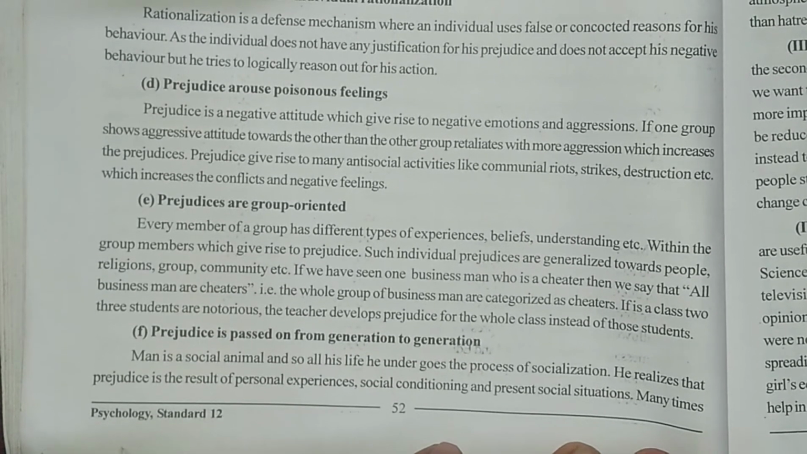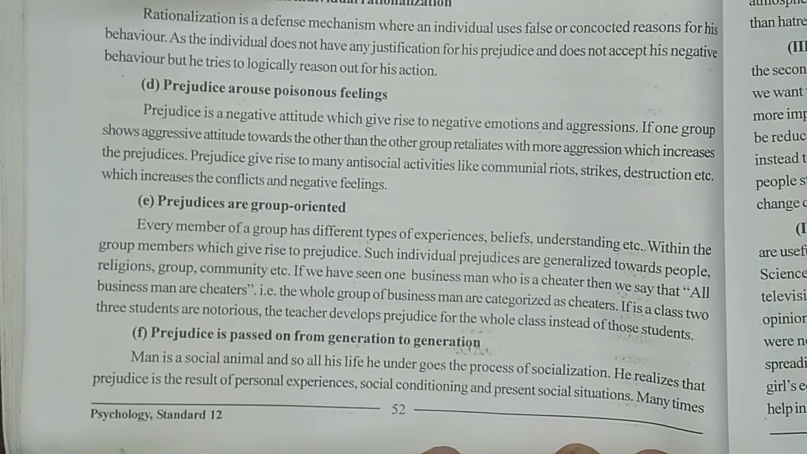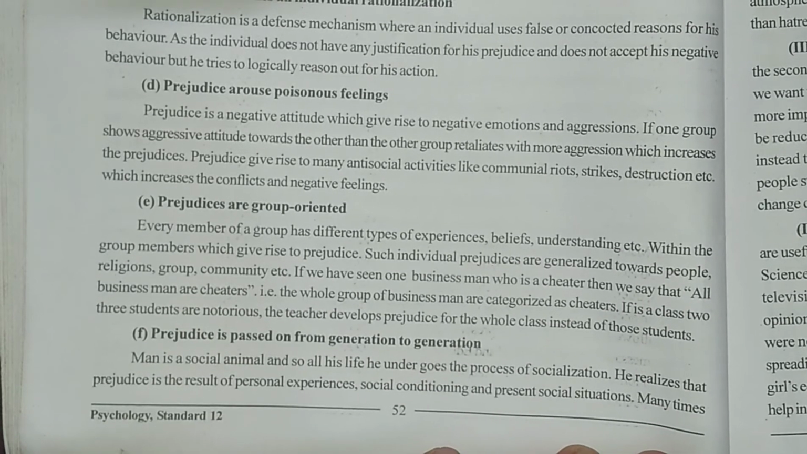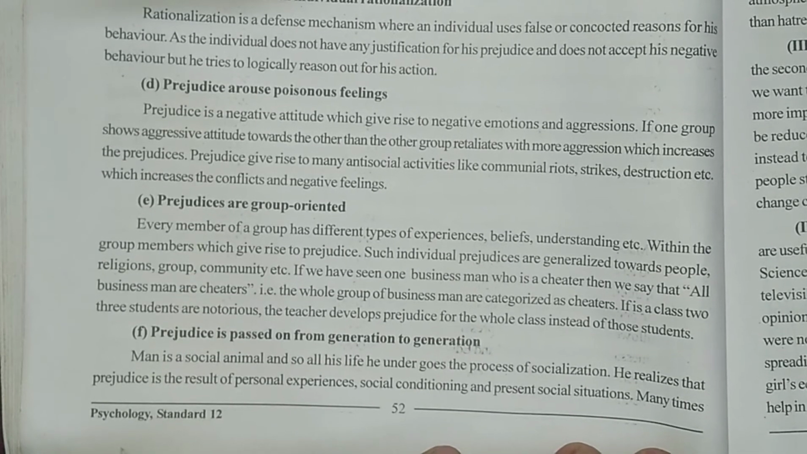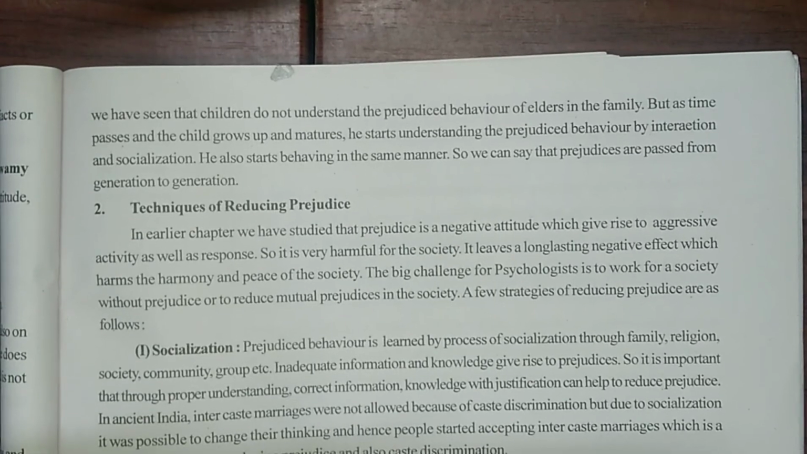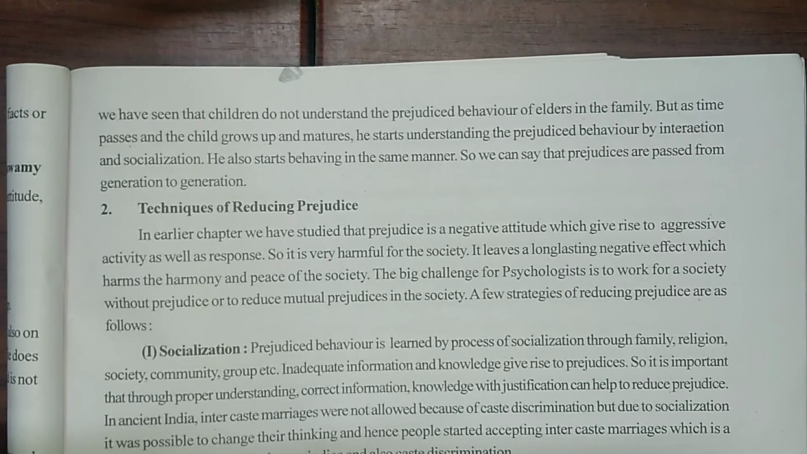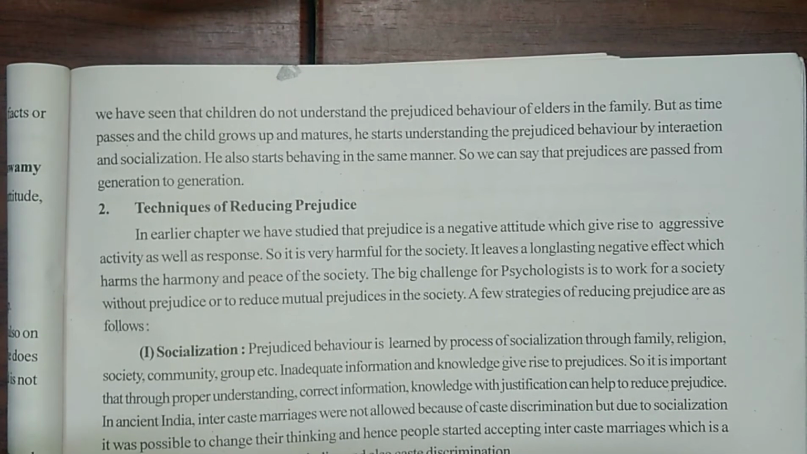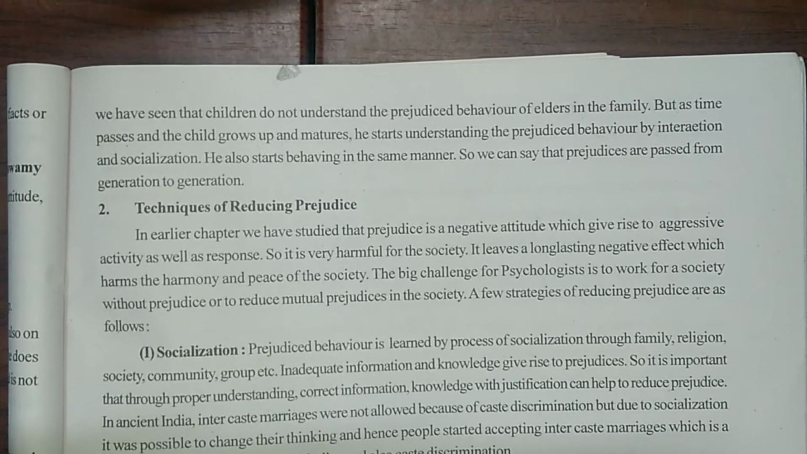Prejudice is passed on from generation to generation. Man is a social animal, and so all his life he undergoes the process of socialization. He realizes that prejudice is the result of personal experiences, social conditioning, and the present social situation. Many times we have seen that children do not understand the prejudiced behavior of elders in the family. But as time passes and the child grows up and matures, he starts understanding the prejudiced behavior through interaction and socialization. He also starts behaving in the same manner. So we can say that prejudices are passed from generation to generation.